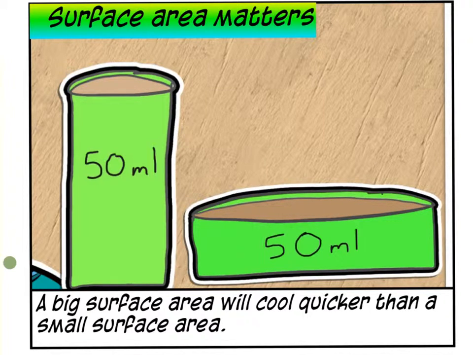So size and shape will affect how quickly heat energy is transferred from our liquid to the surroundings. If two objects have the same volume but different shapes, like these two here, the one with the larger surface area is going to cool down more quickly.